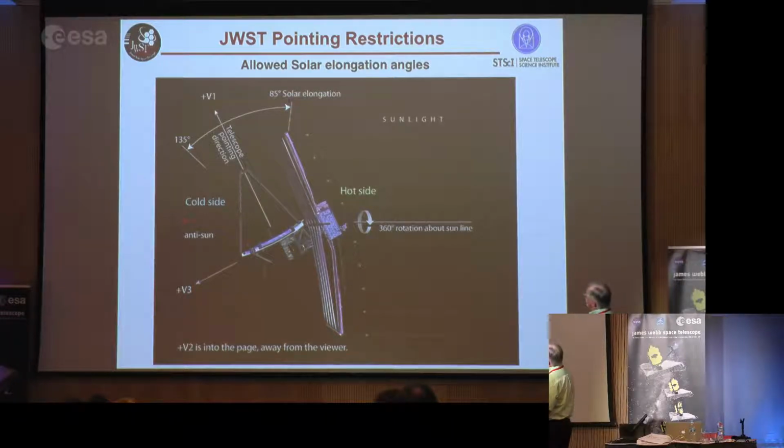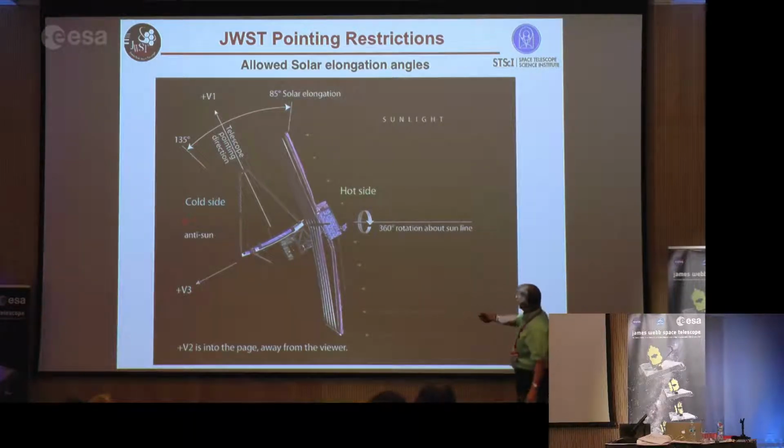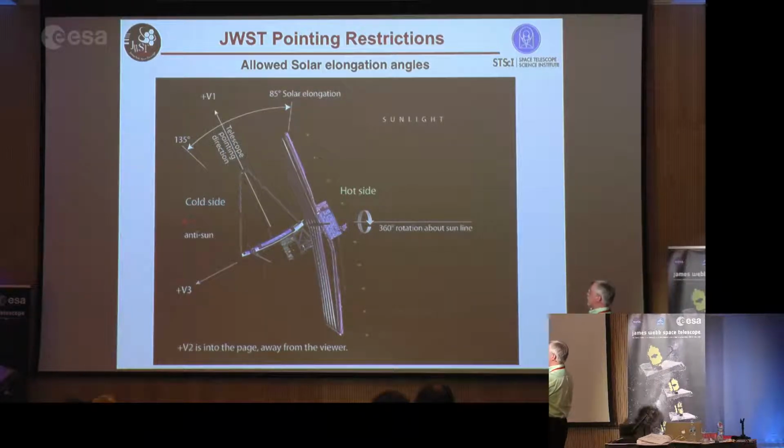So here's a little picture, a little graphic of JWST. The sun is coming in from the right here, and you can see that there's this range from 85 degrees solar elongation to about 135, where JWST can point and observe. And then you can take that and rotate it all the way around 360 degrees in the other direction. As long as you keep the sunshade here toward the sun direction, you're good to go. So there's a big annulus on the sky, but you have to stay within 85 to 135 degrees. Okay, and here's this V3 reference axis of the observatory.